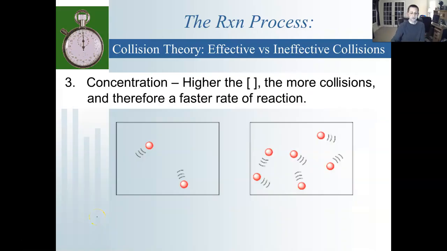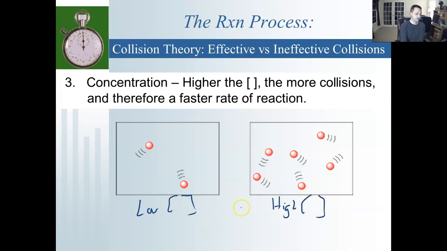All right, number 3, concentration. The higher the concentration, the more collisions, and therefore a faster rate of reaction. One way to get your reaction to proceed at a faster rate is to just have more and more collisions occur. So here is your low concentration, and here is your high concentration.